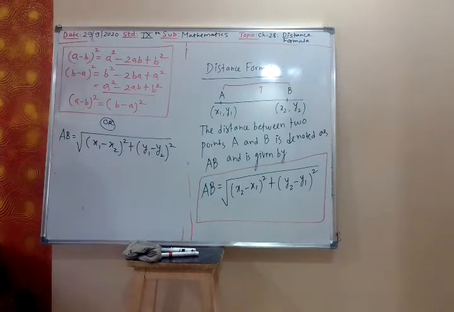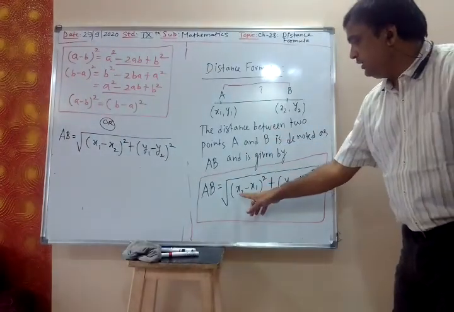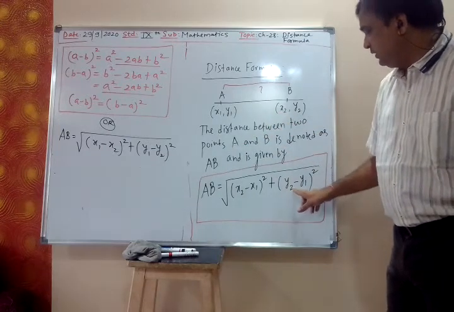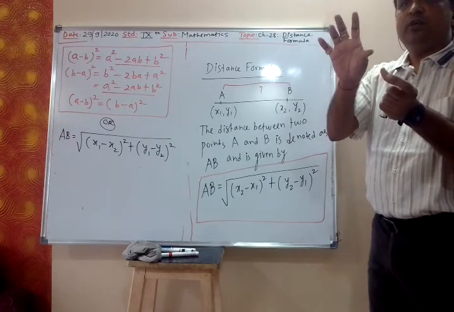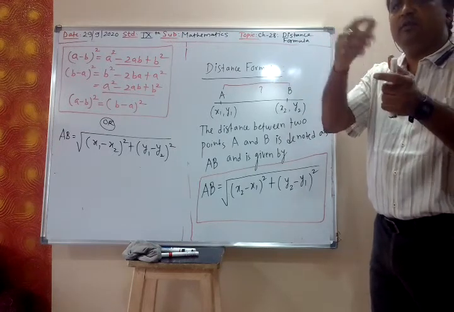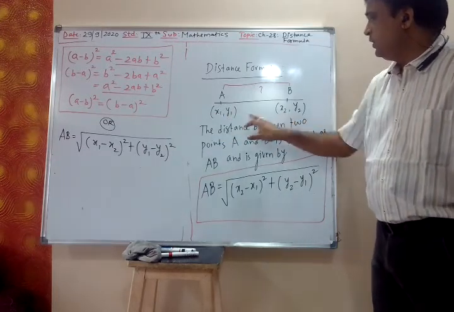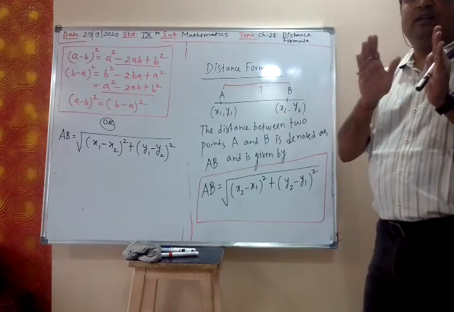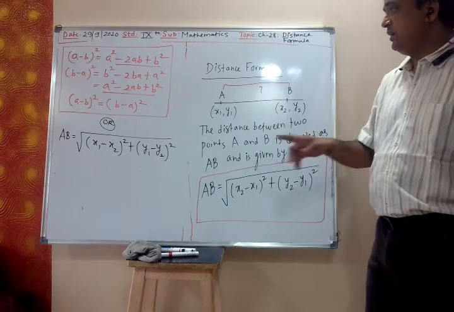But one thing, what you have to do is take the difference of the x coordinates and take the difference of the y coordinates. You cannot mix. You cannot take the difference of an x coordinate and a y coordinate. You cannot mix the difference of the coordinates, x coordinate and y coordinate. Is it clear? So this you remember.